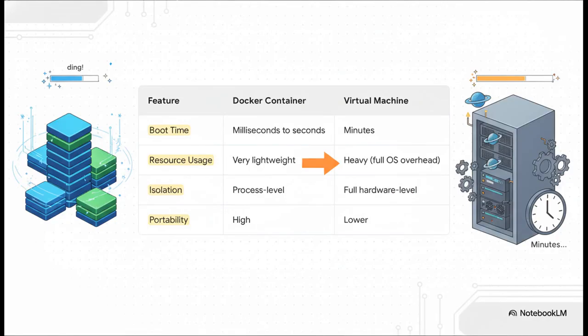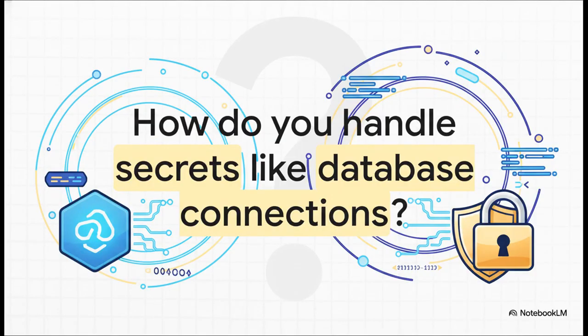A virtual machine, or VM, virtualizes the hardware. That means every single VM has to run its own complete, full-size guest operating system. That's why they're so heavy and slow to boot. But containers are smarter. They virtualize the operating system itself. They all share the host OS kernel, which makes them incredibly lightweight and ridiculously fast. We're talking seconds to boot versus minutes. That's a huge difference.